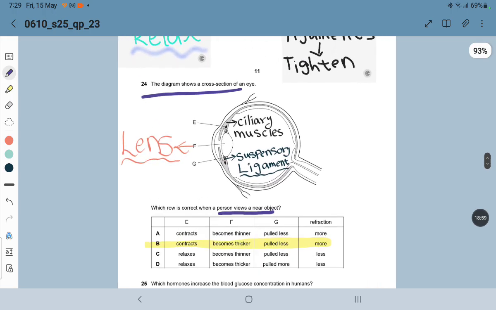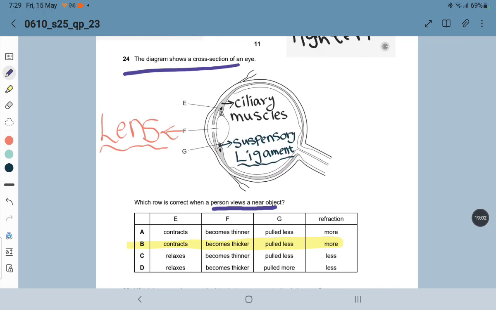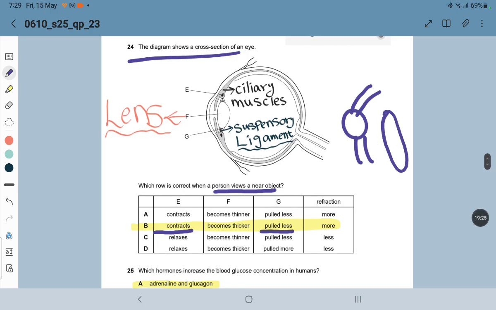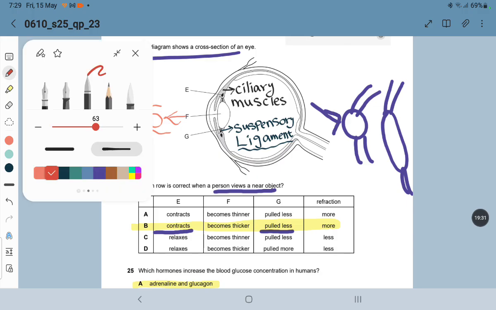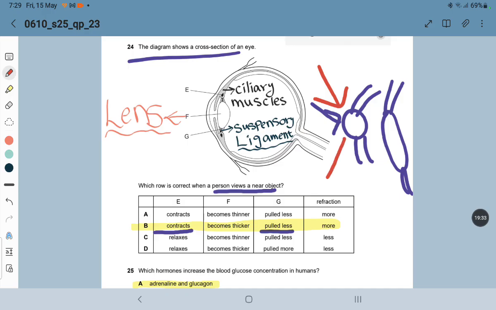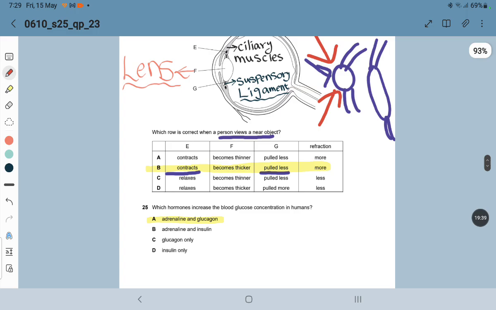And the ciliary muscles, letter E, will contract. As you can see here, it contracts. And for G, it is pulled less. And F becomes thicker, of course, because, for example, if I have a circle, an elastic ball, and I'm pulling it by 2 stripes like this, after stretching it will be like this. But if I'm not stretching, it will be like this. The one I'm referring to in this color is the case of the question. This is what the question wants you to imagine.